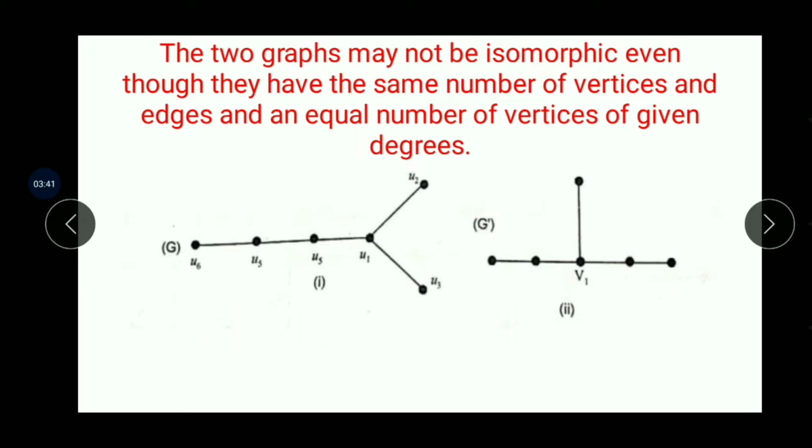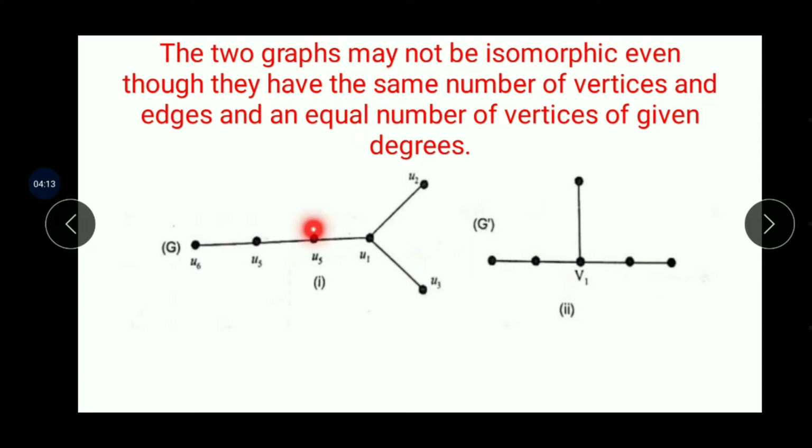If we see the degree of U1, it is 3. Here also the degree of V1 is 3. So we have one vertex whose degree is 3 in both of the graphs. Here if we see this one and this one, these both vertices have degree 1. Here also we have two vertices whose degree is 1 in both graphs.